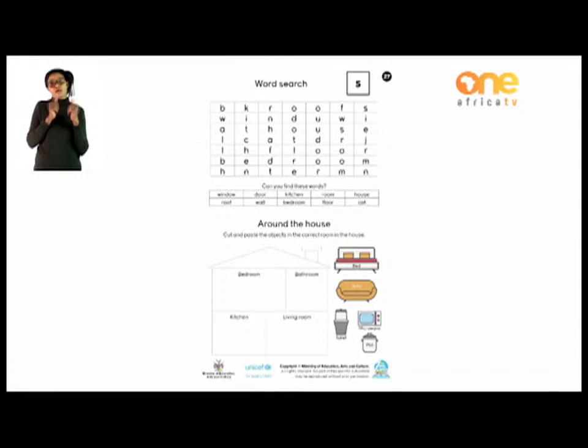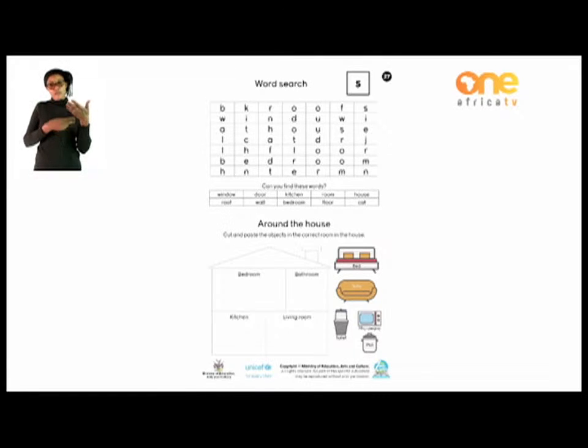So let's look at the first part, the bedroom. Will we paste the sofa in the bedroom? No. Will we paste the toilet in the bedroom? No. Will we paste the bed in the bedroom? Yes. So we will paste the bed where the bedroom is, and that is what you have to do on that part. Let's go over to the next page.